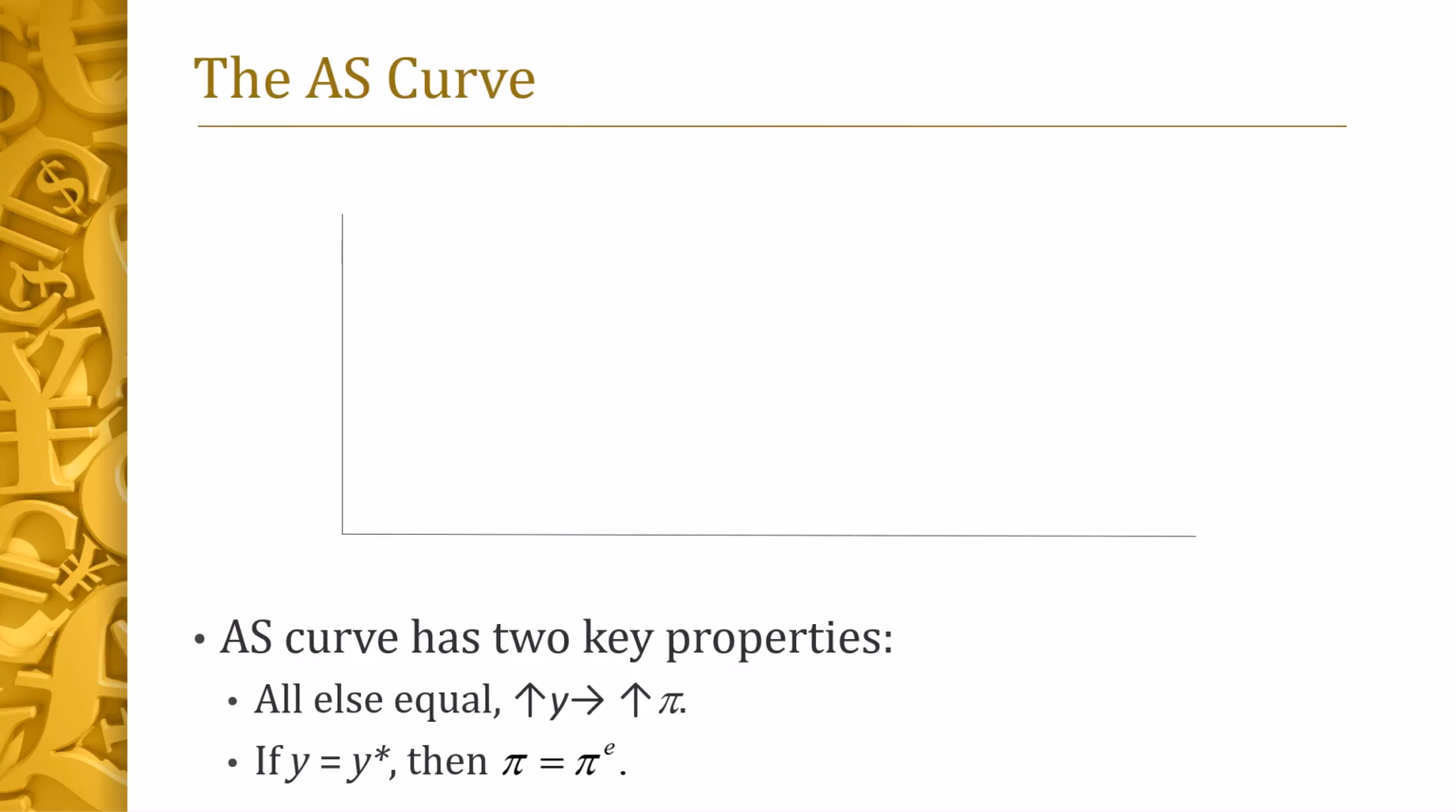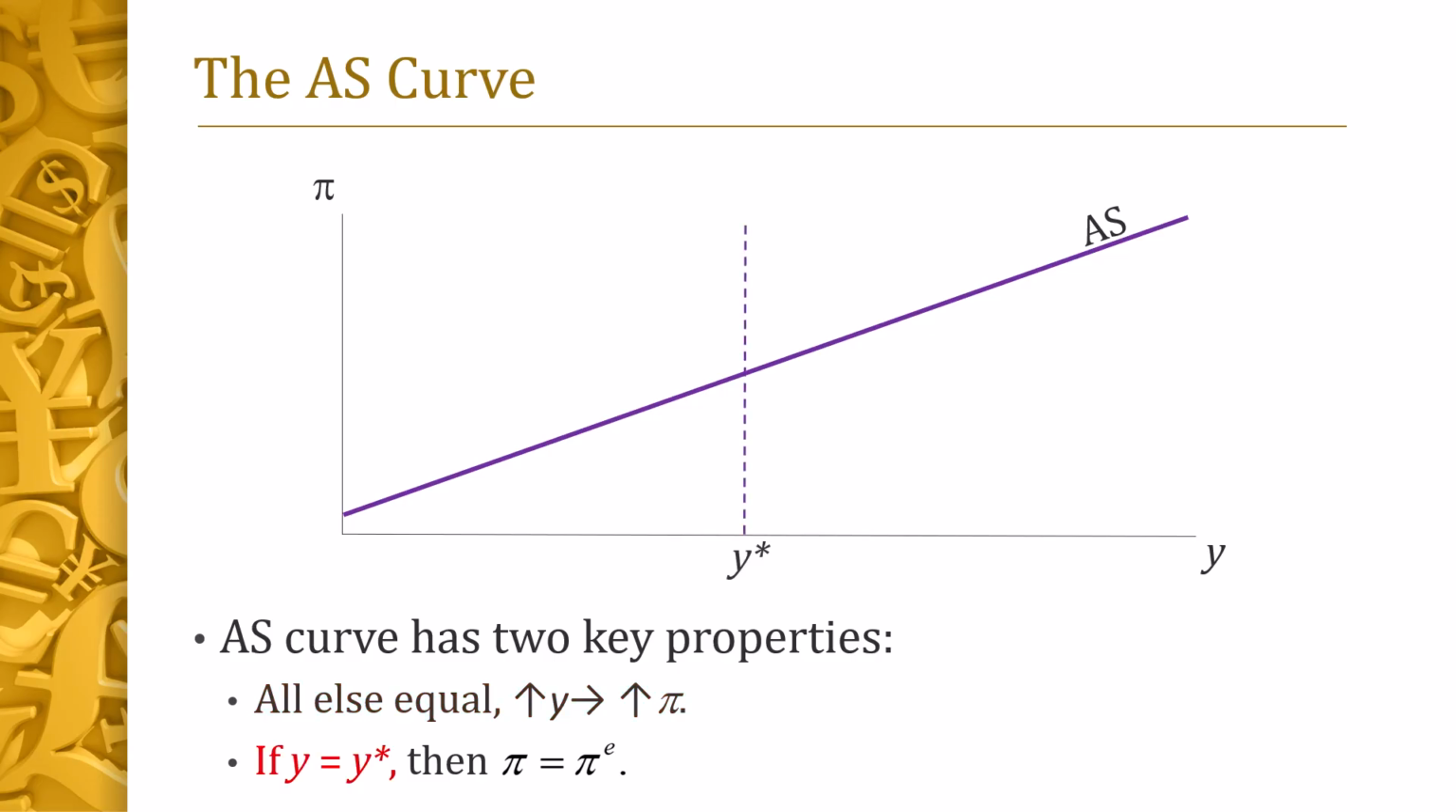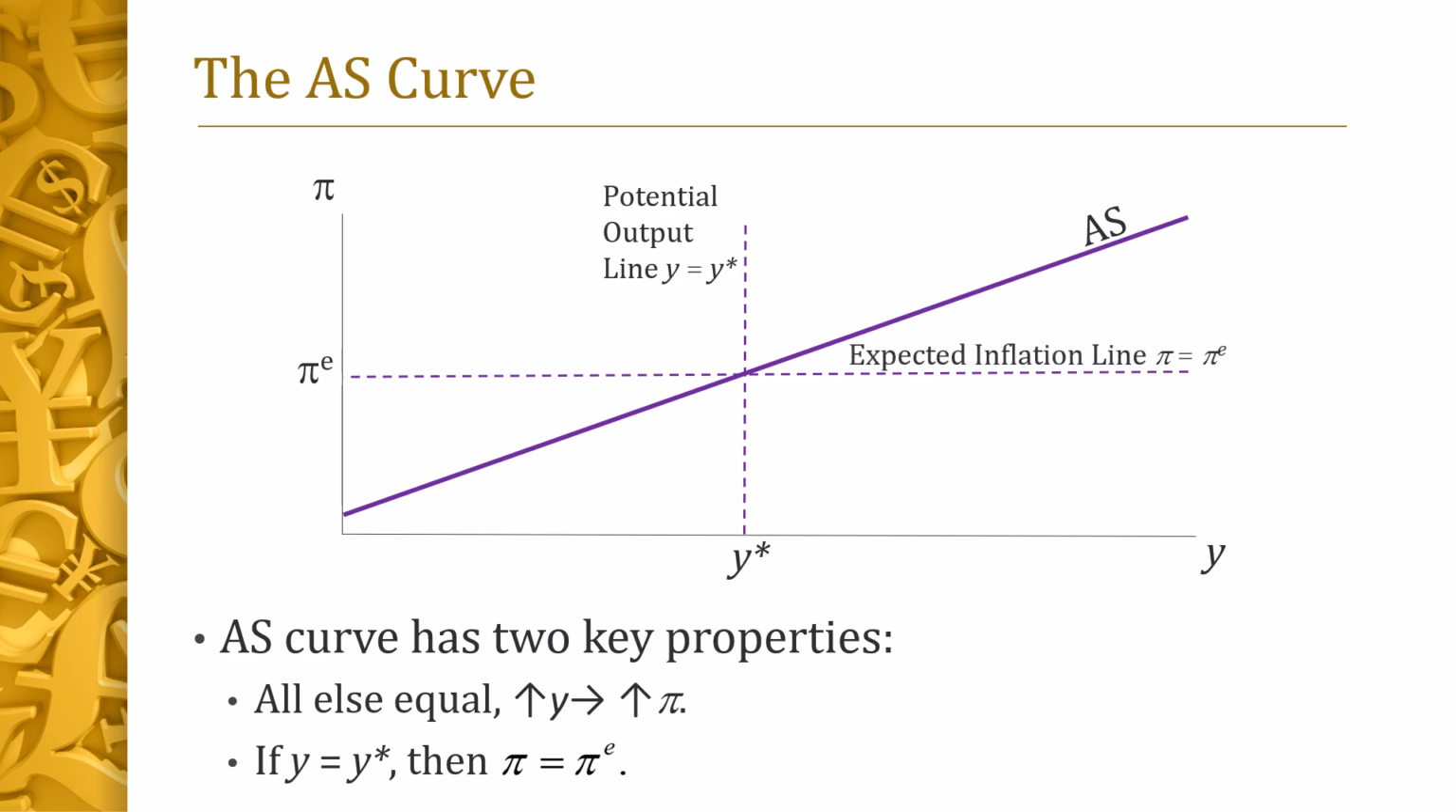We can now draw the AS curve in a graph. Output y appears on the horizontal axis, while inflation pi is on the vertical one. The AS curve is upward sloping, since a rise in output y leads to a rise in inflation pi. Moreover, when output y equals potential output y star, inflation pi equals expected inflation pi e. Thus, the AS curve passes through the intersection of the potential output line y equals y star with the expected inflation line pi equals pi e. This completes our discussion of the AS curve.